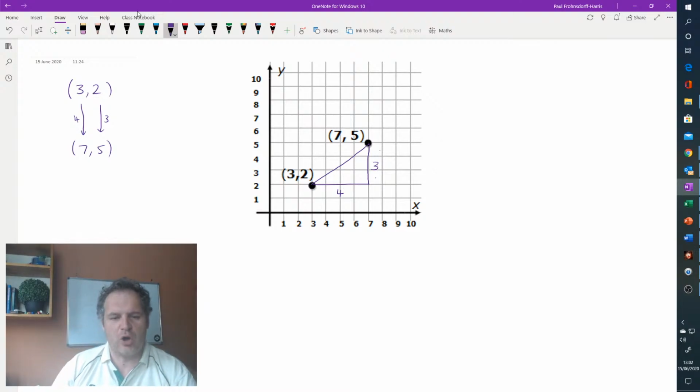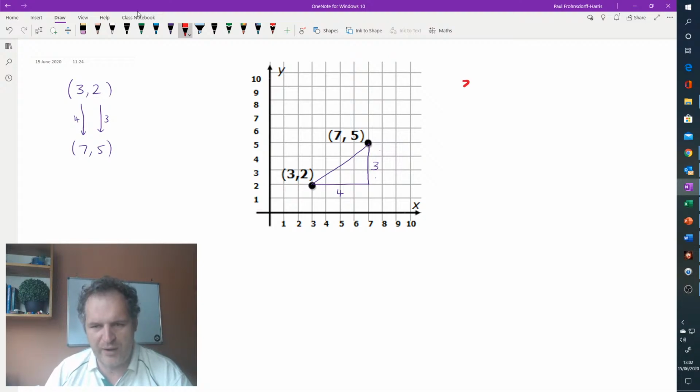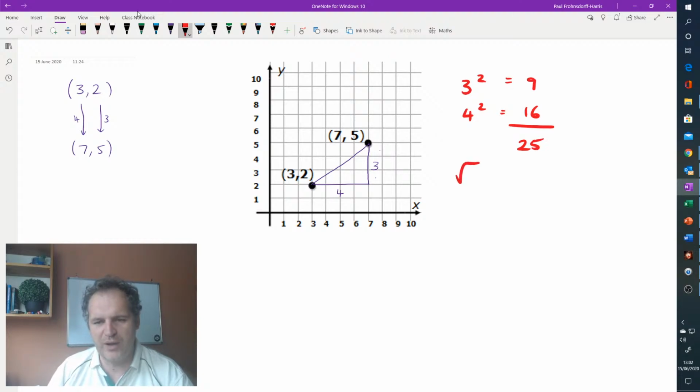So we've got that's 3, that's 4. Now what we do is we use Pythagoras and we go, well, we're going to take the 3 and square it. We're going to take the 4 and square it. So we've got 9 and 16. We're going to add those together, giving us 25. We're going to square root the 25, giving us the answer 5. And that tells us that this distance must be 5.